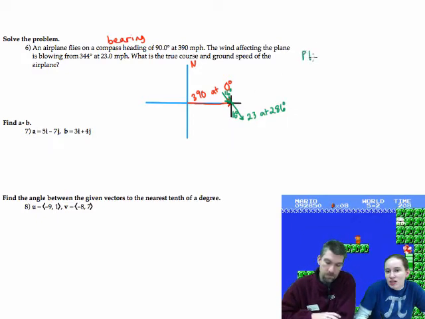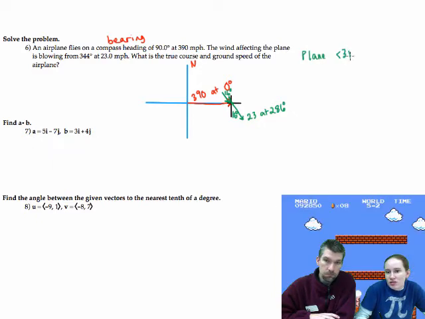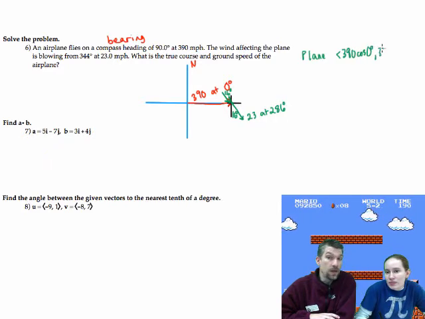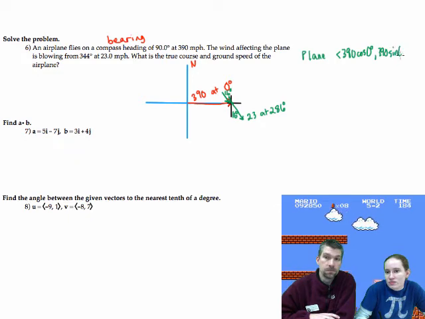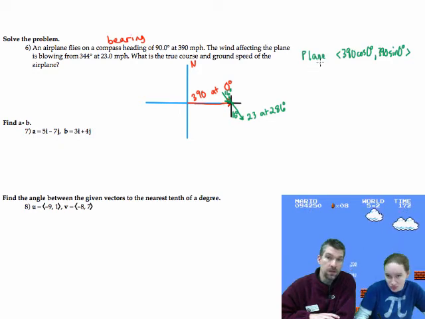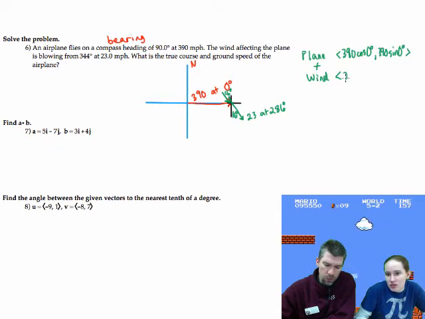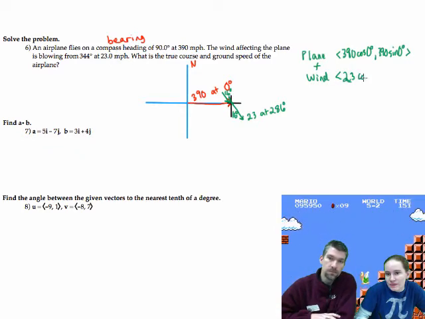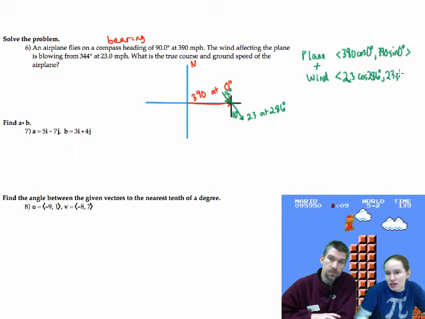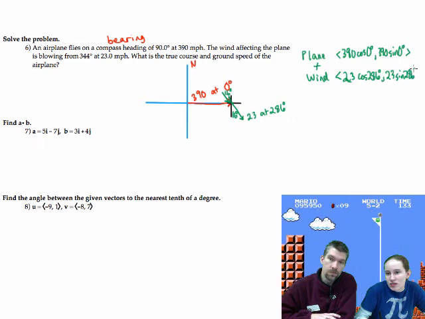We've got the plane, and component form for that is 390 cosine 0, and then 390 sine 0, with 390 being the magnitude and 0 being the trig angle. We're going to add that to the wind: 23 cosine 286, 23 sine 286.